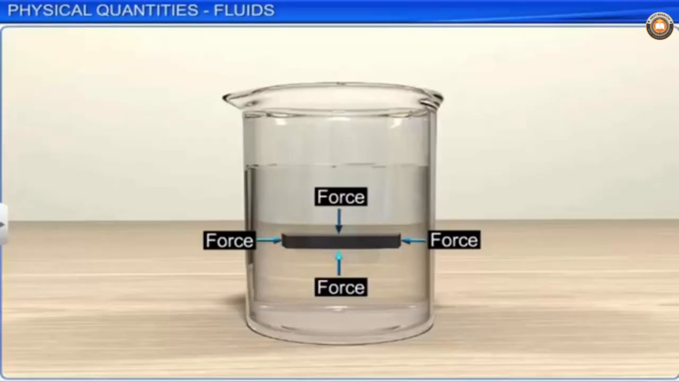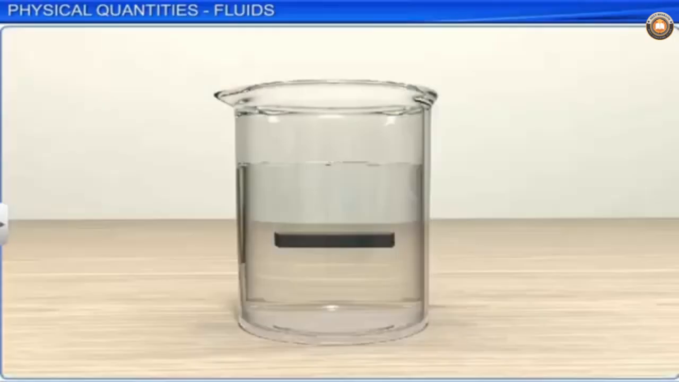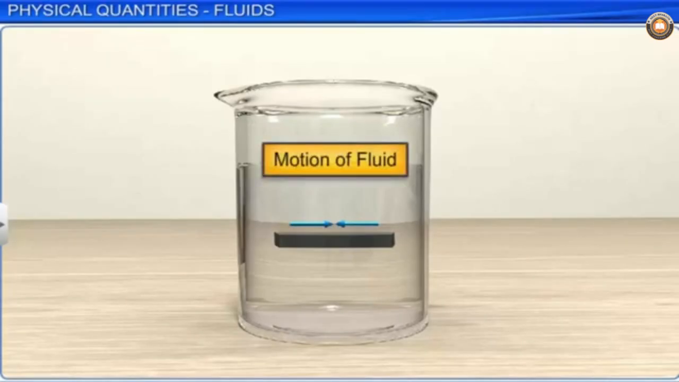Similarly, the force exerted by a fluid on an object submerged in it is always perpendicular to the object's surface at all points. This is because if there were a force parallel to the surface of the object, then, according to Newton's third law of motion, the object would resist the force in the opposite direction, which would cause motion of the fluid along the surface of the object.